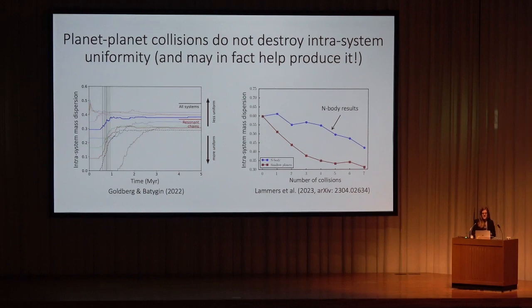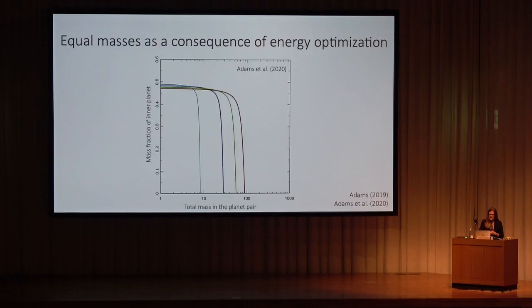So either way you look, whether you're starting with systems that are more or less uniform than the observed systems, the final systems tend to end up with the degree of mass uniformity that we see in the data.